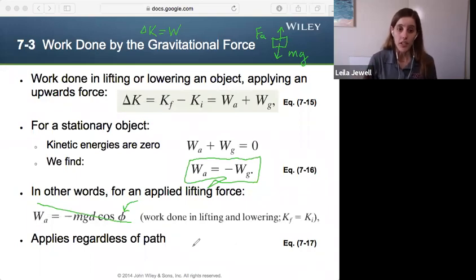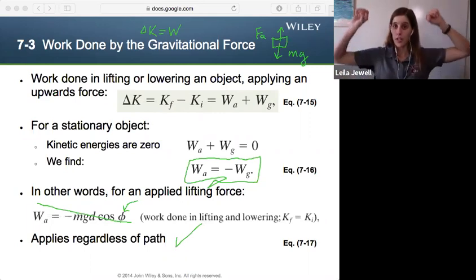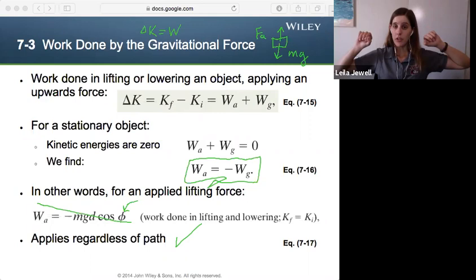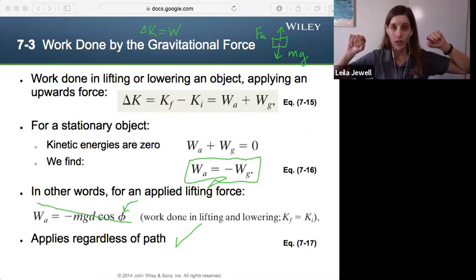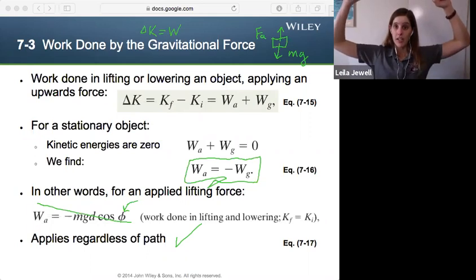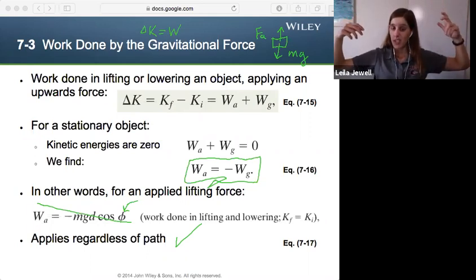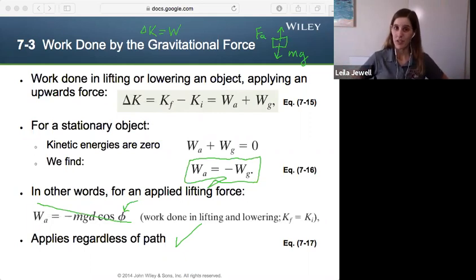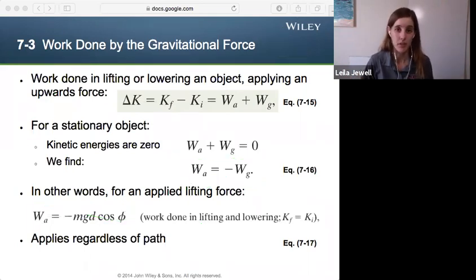A useful thing, though, is that this equation applies regardless of path. So I talked about a simple example of lifting straight up, right? But I could have also walked for a while with the bar. I could have lowered it further and then lifted it up higher, and it would end up being the same amount of work done by the applied force versus by gravity. Pretty wild. And that's in part because of this specific definition of work that we have for physics.